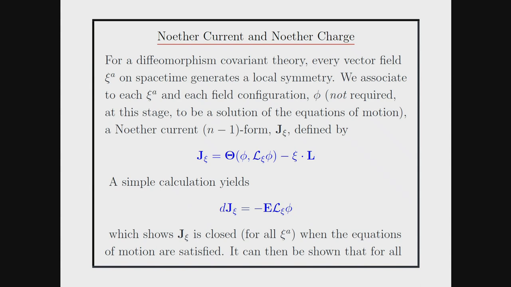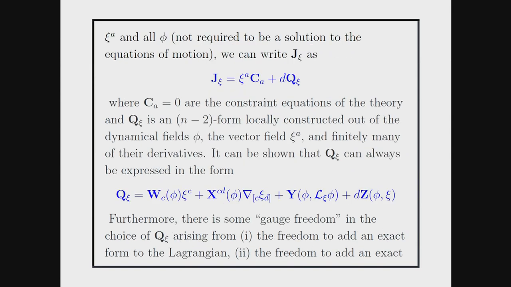The fact that this object is closed for all C, in fact, implies that it's exact. There's no topology involved in there. It's just a straightforward calculation that you cannot have something that's constructed out of C and finitely many of its derivatives that's closed for all possible values of C. Well, this is if it's linear in C, as it is. It can't be closed unless it's exact. So that's a separate argument, and it's not a totally trivial computation, but it's just a computation.